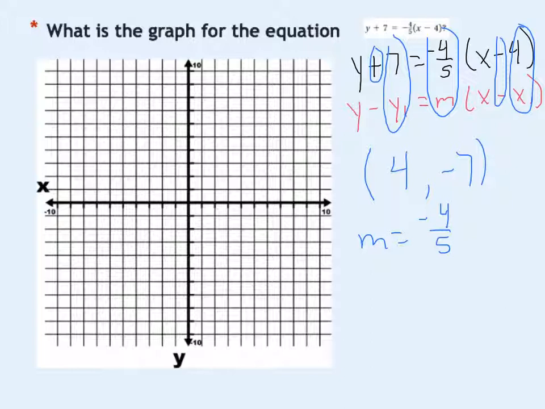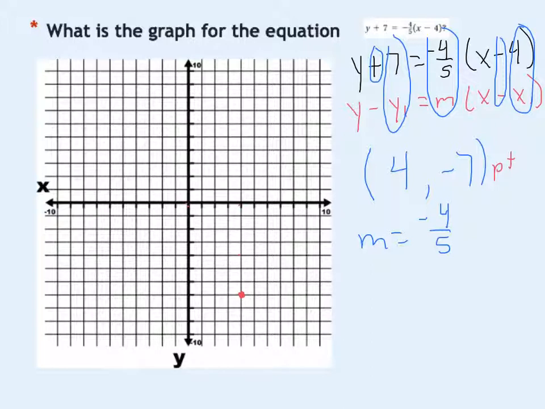So now I'm going to actually graph this equation. The first thing you want to do is plot the point. You want to do the point first. So by starting at the origin, I go to the right 4, 1, 2, 3, 4, and go down 7, 1, 2, 3, 4, 5, 6, 7. And I plot that point.